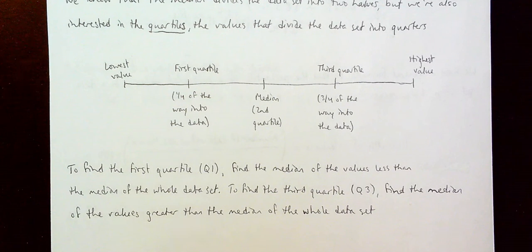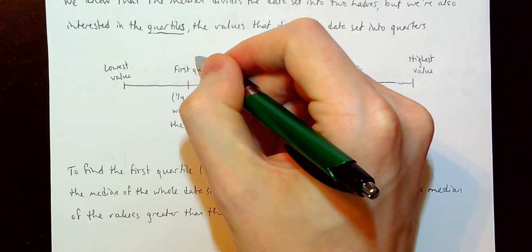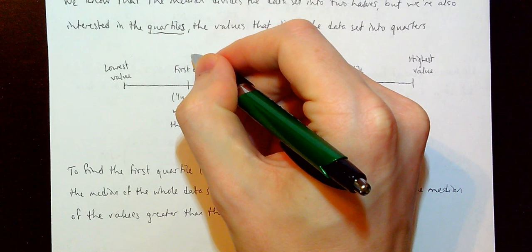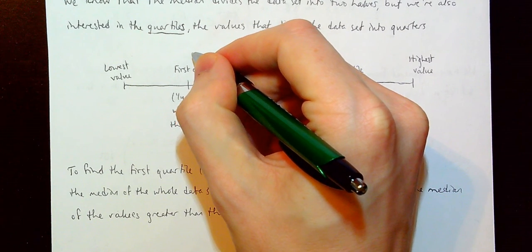The first quartile is simply the value that is a quarter of the way into the set of data that we have. And the third quartile is simply the data value that is 3/4 of the way into the data that we have. Another way to put it, the first quartile is the value that has a percentile rank of 25.